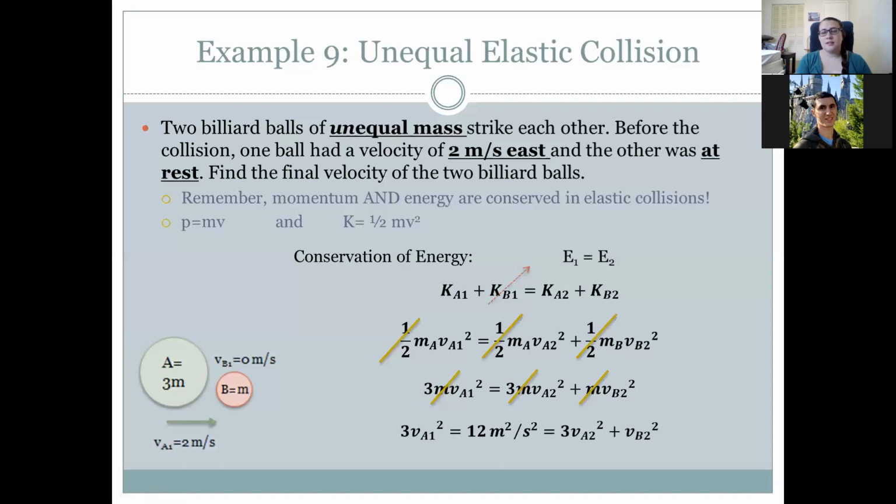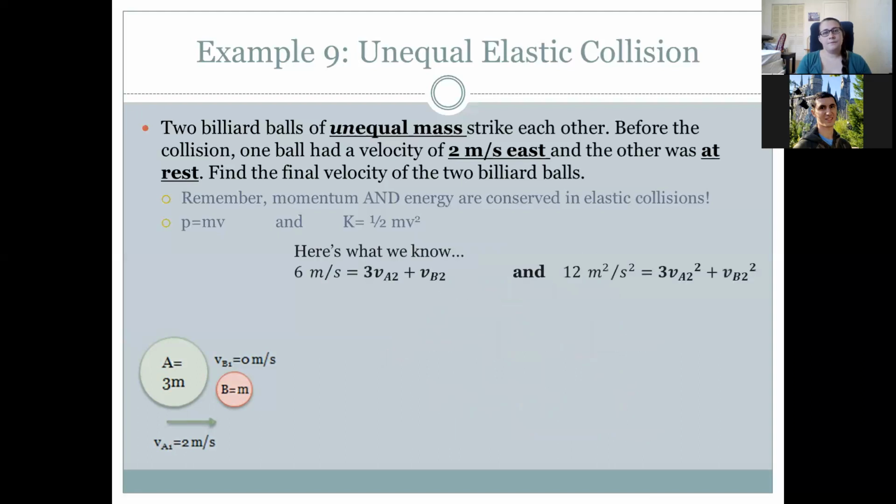So our equation is then 3 times initial velocity of A squared equals 12, because remember the initial velocity of A is 2. So 2 squared is 4, so 3 times 4 is 12. And that equals 3 times our final velocity of A squared plus our final velocity of B squared. Now we're stuck with energy, so let's look at what we know.